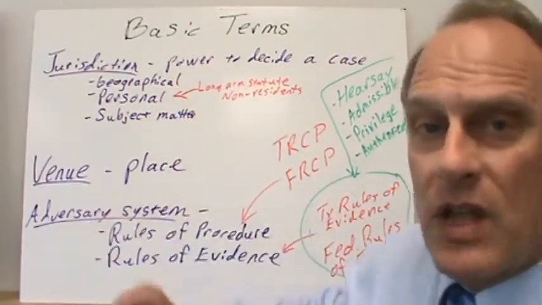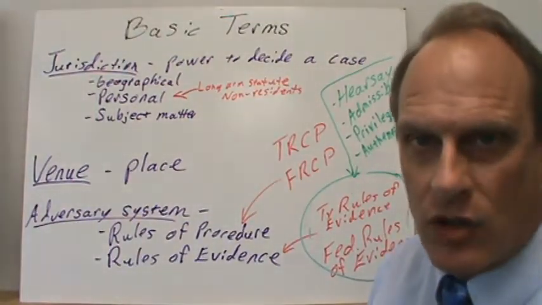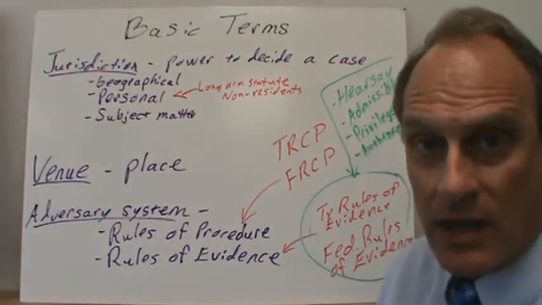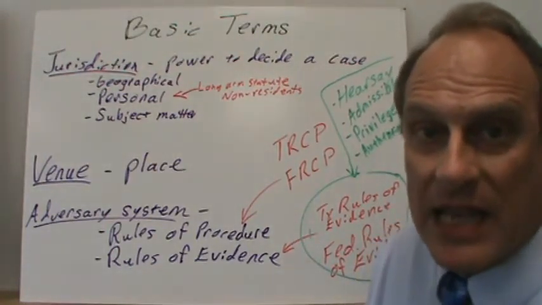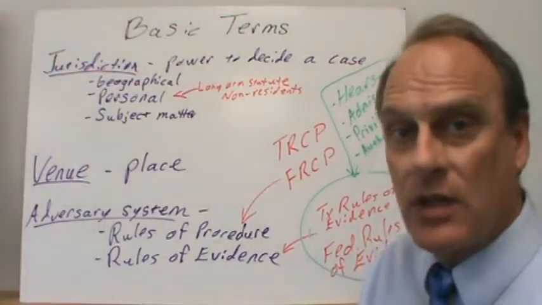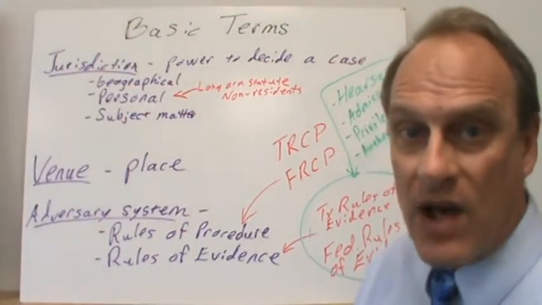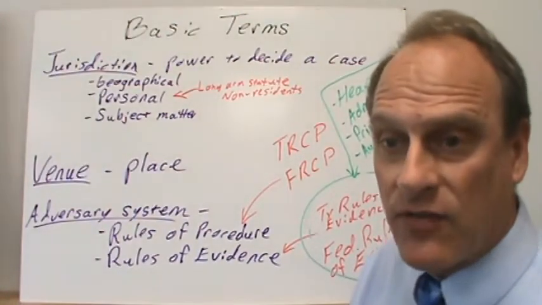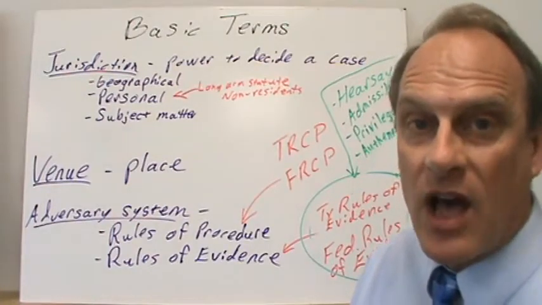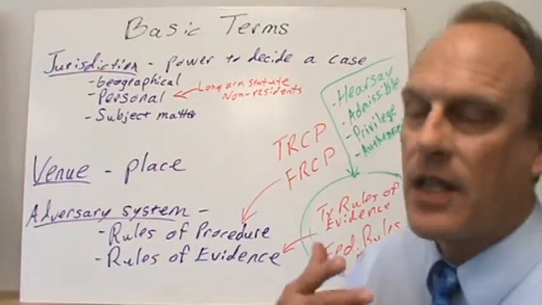Then we also have this concept of venue. Venue is simply place. Where is the lawsuit filed? You may have district courts in different parts of the state that can have jurisdiction over a type of lawsuit, but there may be just one place where it really should be filed. And of course, if there is bias in that place, someone may ask for a change of venue to another court that does have jurisdiction, but just in another place.